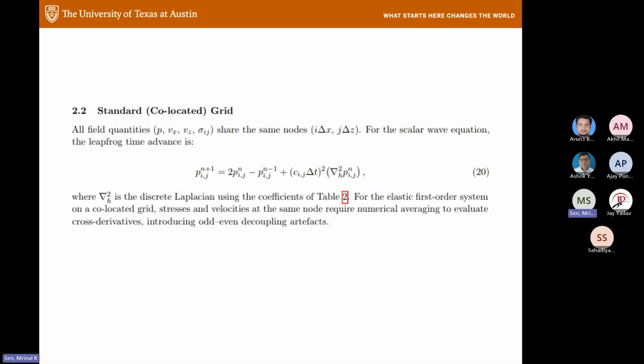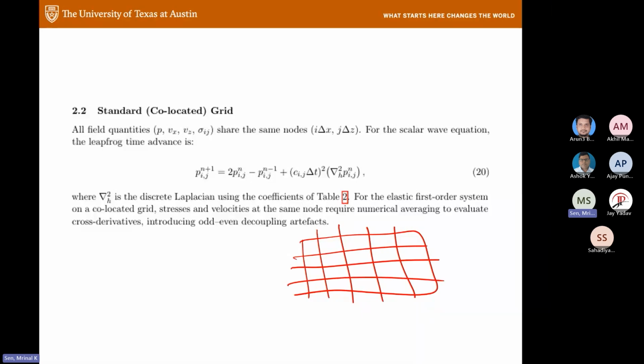So one of the things that we normally like to use is the standard grid. So what it means is that, let's say that I have, this is my grid, okay? So I say that I will define every state variable like pressure and velocity and particle velocity and wave velocity all at the same locations, okay? And this is called standard grid, which is fine.